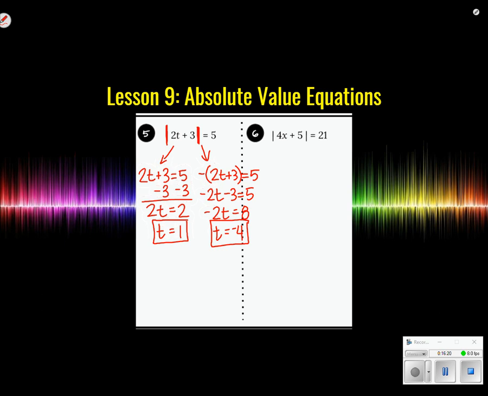I'm going to check. So 2 times 1 plus 3 inside my absolute value bars. 2 times 1 is 2. 2 plus 3 is 5. Absolute value of 5 is 5. Check.